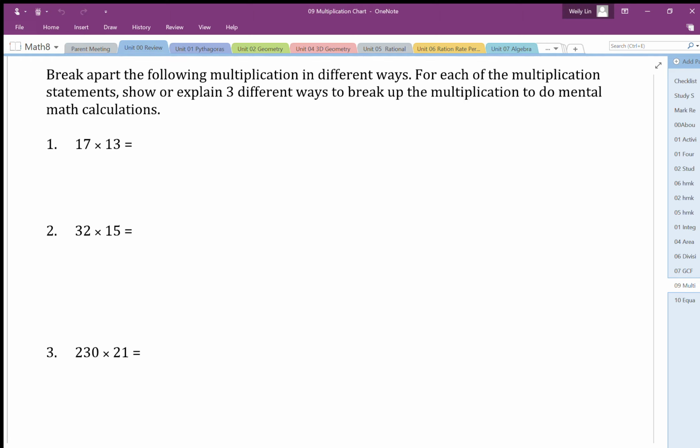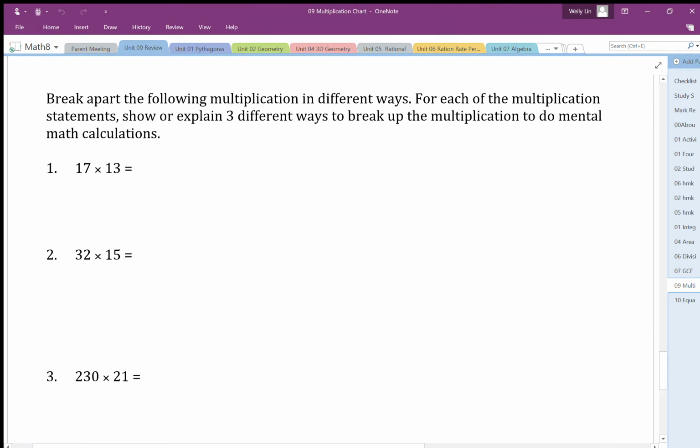We can decompose the following multiplication statements in lots of different ways. So I'm just going to show one way, but you can do it in multiple ways. If I'm going to multiply 17 times 13, I can break this up into 10 times 17 and 3 times 17. So I can show that as 10 plus 3 times 17.